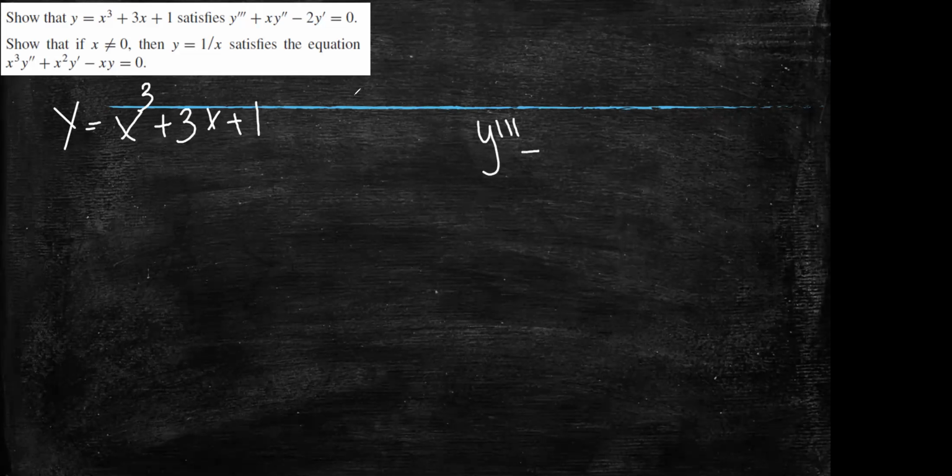Now, in this one here, show that y is x cubed plus 3x plus 1 satisfies y third prime plus x y double prime minus 2 y prime equals 0. So here now, if I told you that y is x cubed plus 3x plus 1, I need you to show me that y third prime plus x y double prime minus 2 y prime equals 0.